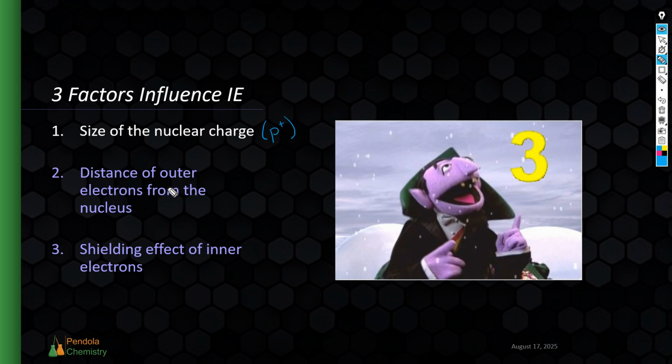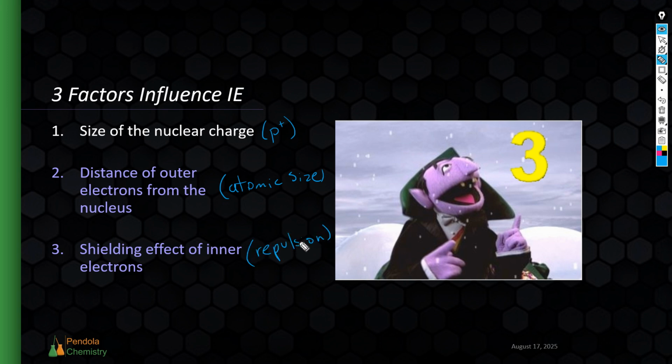The distance of the outer electrons from the nucleus. So what this is referring to is actually not just the energy level that the electrons are in, or how many energy levels an atom has, but also the atomic size. Some elements are bigger than others, some atoms are bigger than others, and so how does that size affect the ionization energy? And finally, and this is a new word for y'all, the shielding effect of inner electrons. And we're going to talk about this one probably the most, because it's the one that needs to be explained the most. But what this is referring to is repulsion.